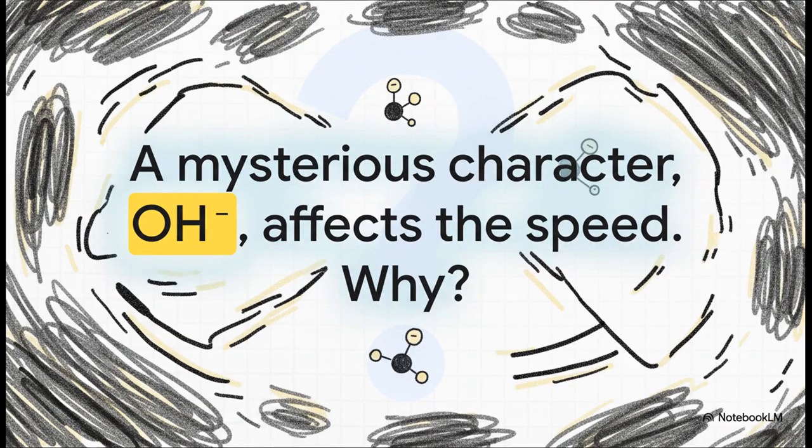And this, my friends, is where the plot really thickens, because experiments show there's this mysterious character, the hydroxide ion, OH negative, just lurking in the background. It's not a reactant, it's not a product, but it totally changes how fast this thing happens. It's like a secret agent, pulling strings from the shadows. So how is that even possible? Well, to figure that out, we've got to dig deeper.